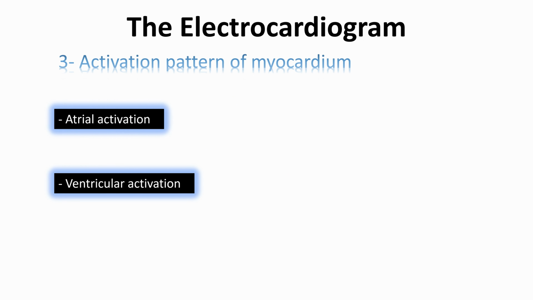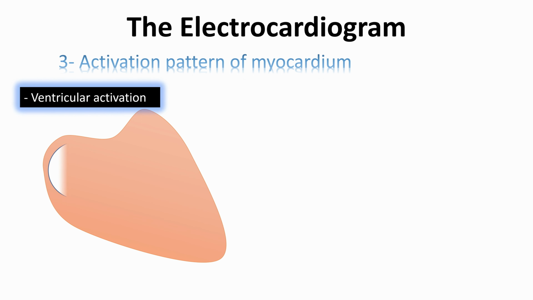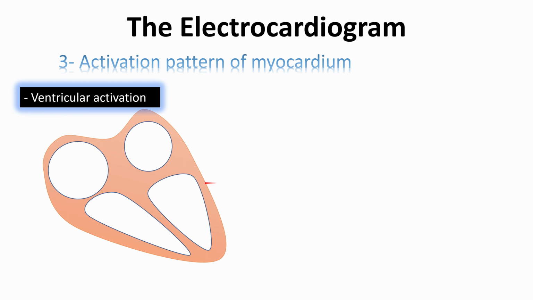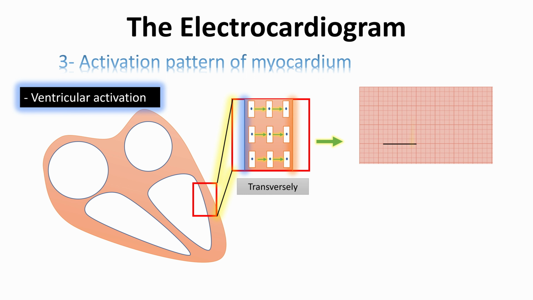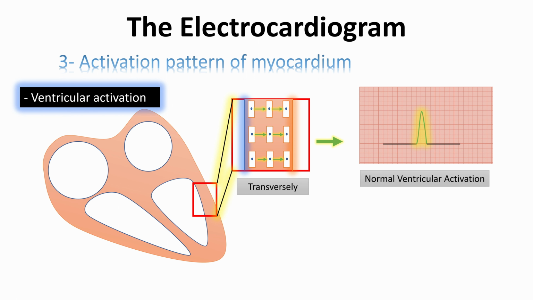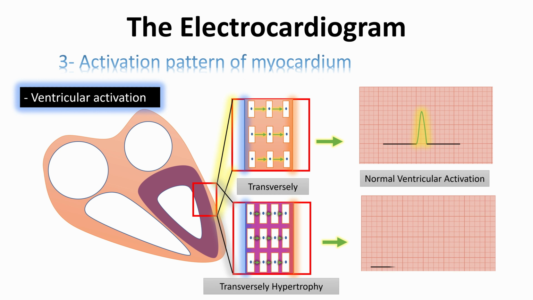On the other hand, activation of the ventricles occurs transversely by spread of electrical forces from the endocardial surface, that is facing the ventricular cavity, to the epicardial surface, which is the outer surface. Therefore, ventricular activation can reflect ventricular hypertrophy and not ventricular enlargement.